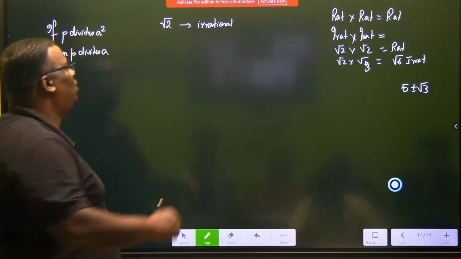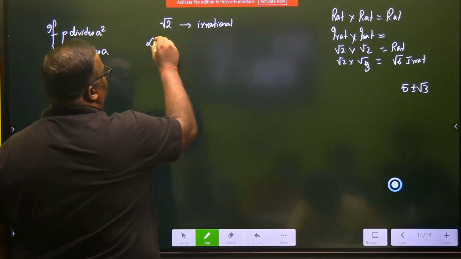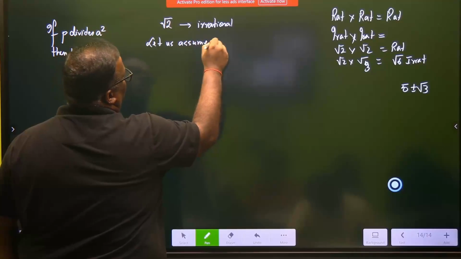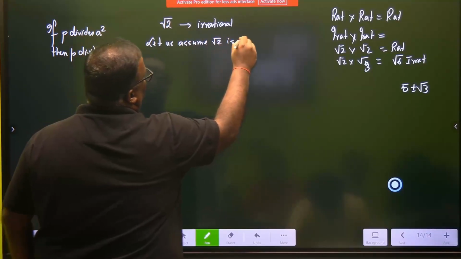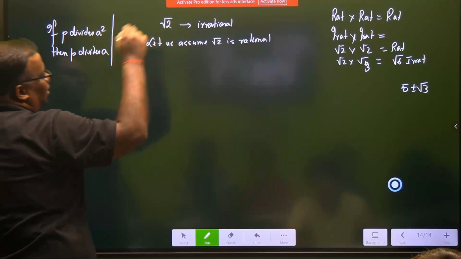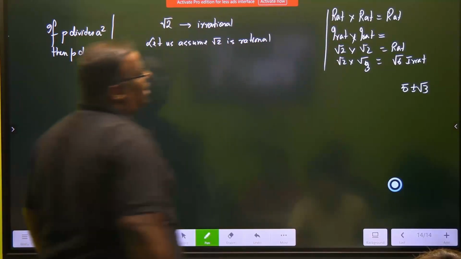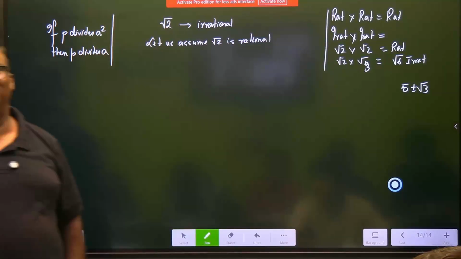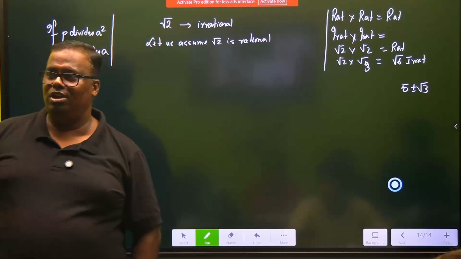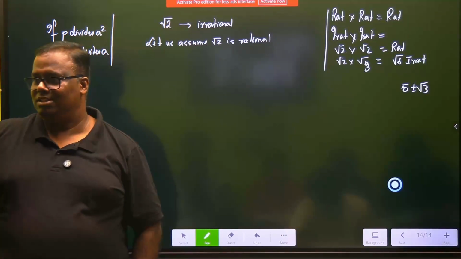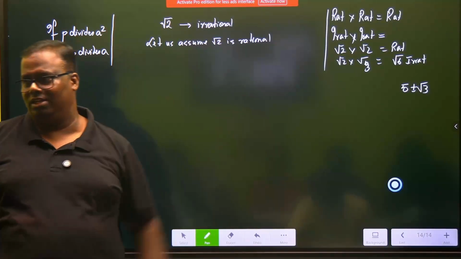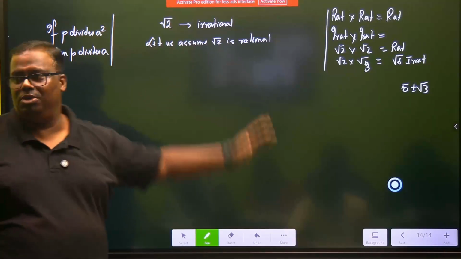So what will the first step be? Let us assume root 2 is rational. Now see children, my job is not to do this problem. I know all of you are super at mugging up, like parrots, and you can mug up this problem and answer it. I'm only saying, if your hard disk slot does not work at that time and you're not getting that step, how to get it? So we have said that let this be rational.